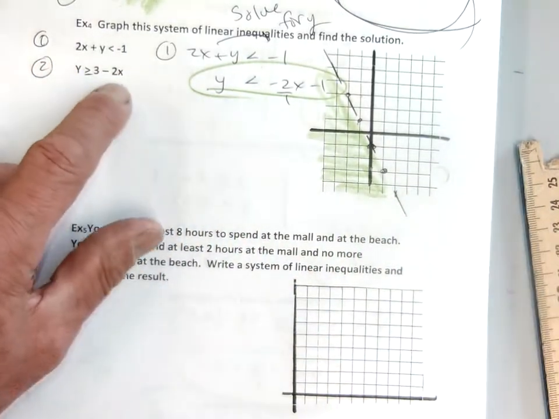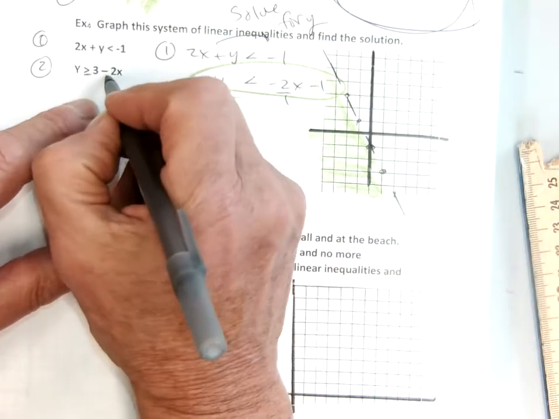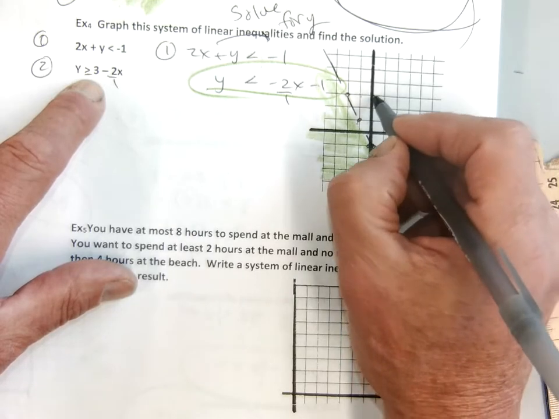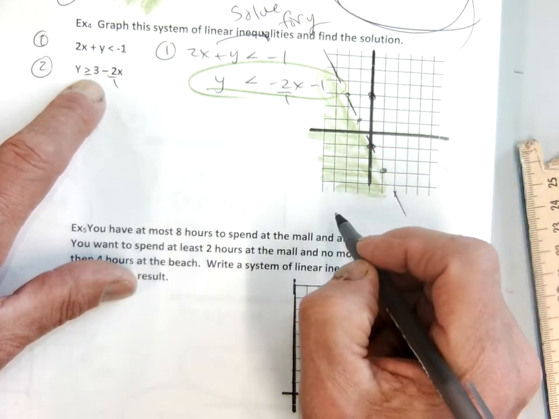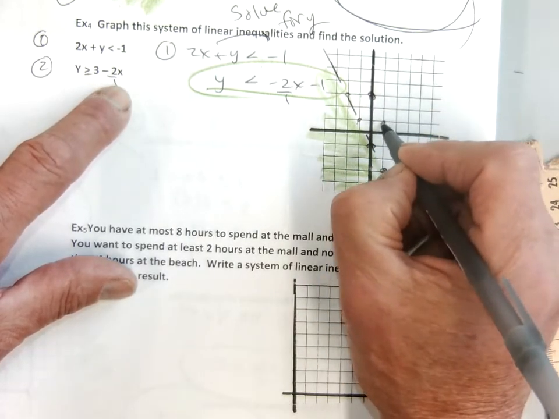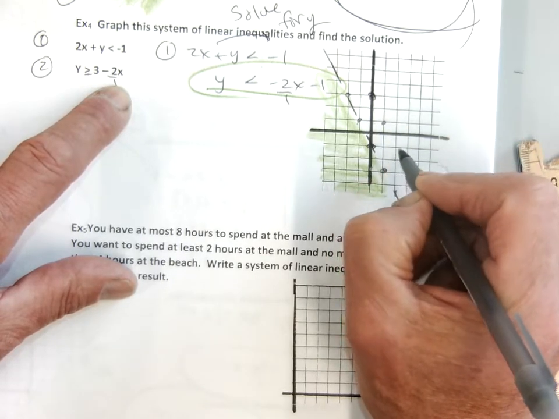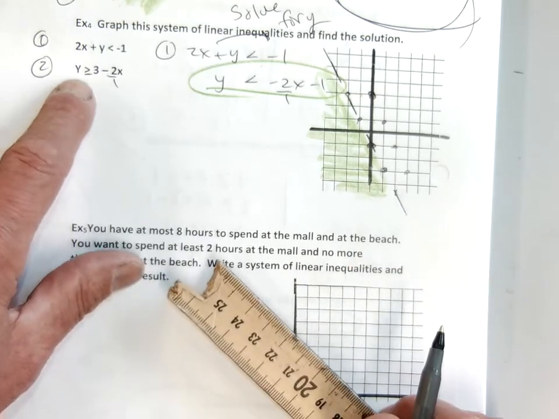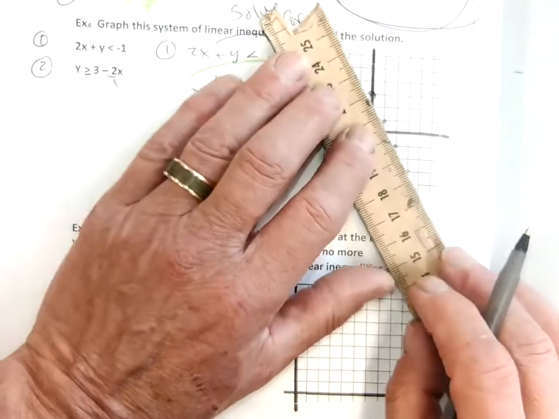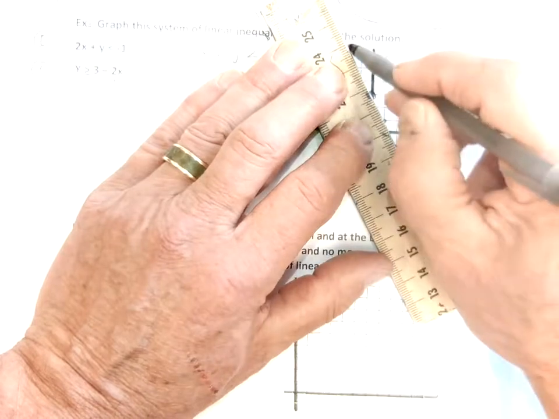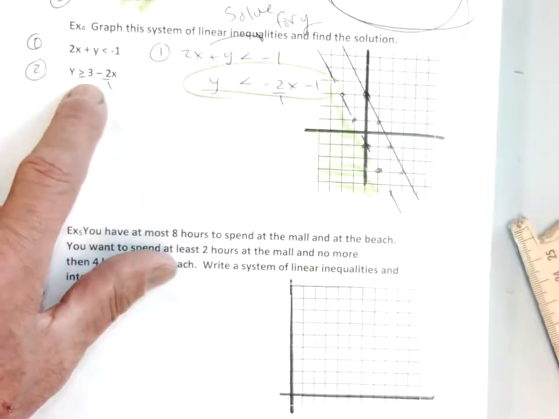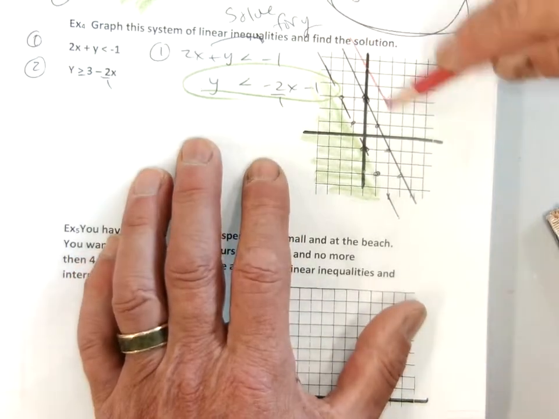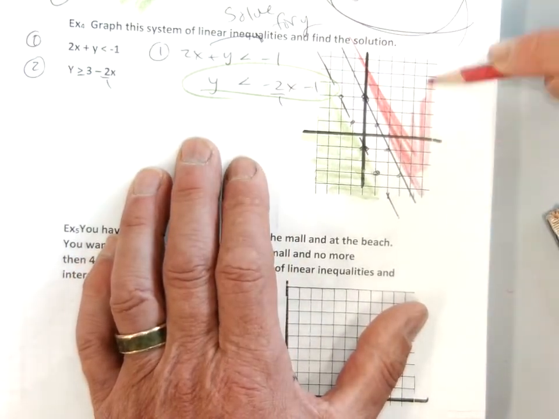Okay, number 2 is ready to graph. It really is. So I start at positive 3. I'm going to go down 2 over 1. Oh, this is another one of those tricky ones. Look at that. Solid or dashed? Right? Okay. And shade above or below? Above, right? Yeah. So there's no solution, is there?